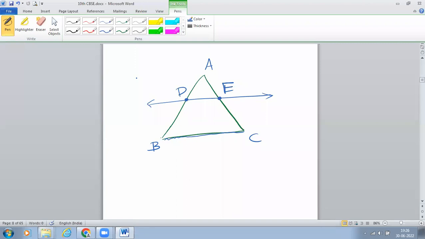Now we have drawn this diagram below the statement, right? Now see here. In this diagram, this parallel line intersects the sides AB and AC at two distinct points. Distinct means different points, that is D and E. And this line is parallel to one of the sides, that is BC. These are all things you know.